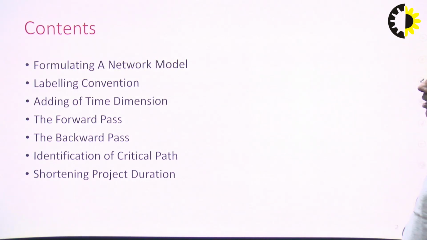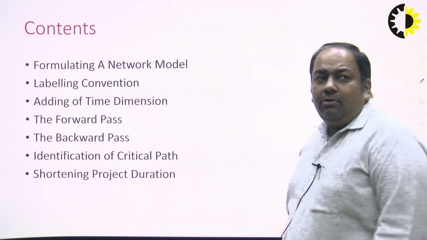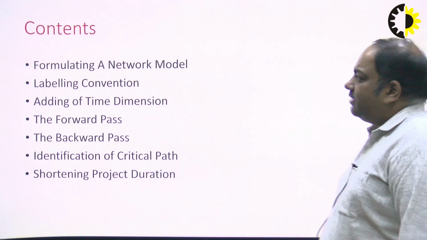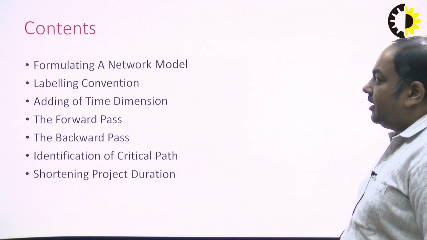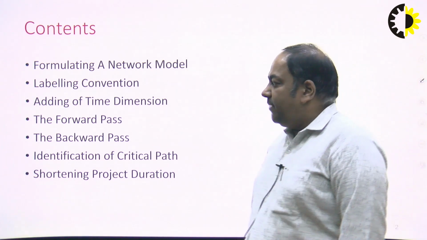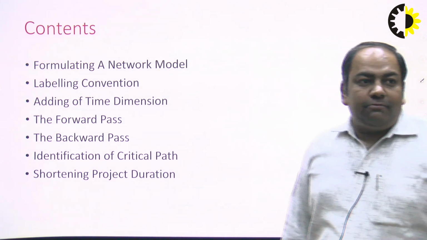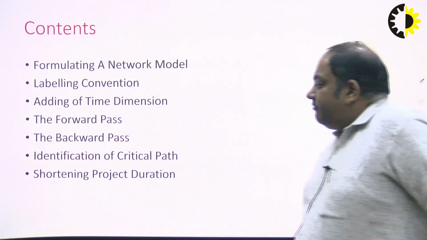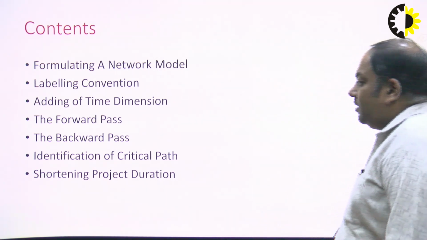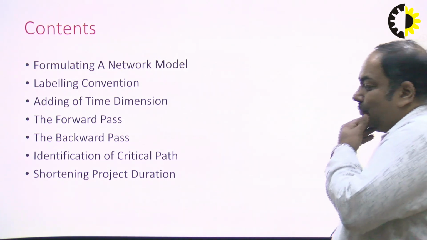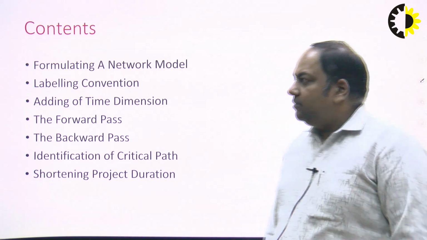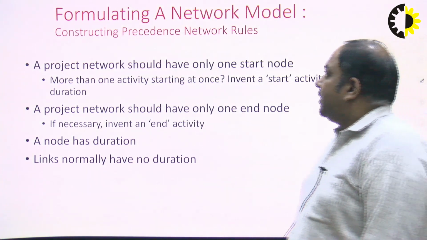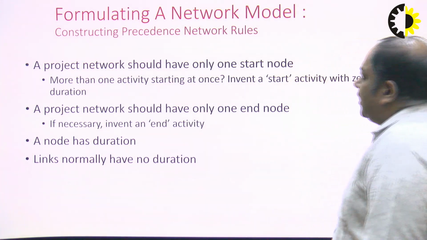First of all, what are the contents for the presentation? The contents are formulating a network model, labeling a convention, adding of time dimension, the two techniques, one is forward pass and second is backward pass, then identification of critical path, and then in last how can we shorten the project duration. So first I will start with the network model.